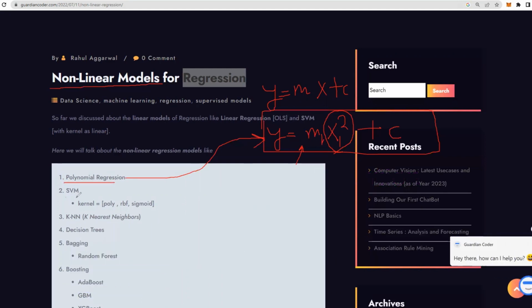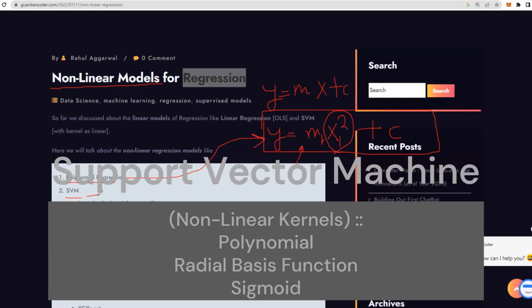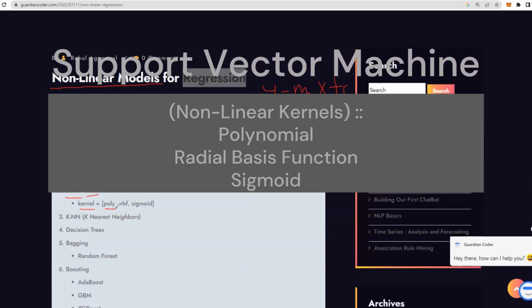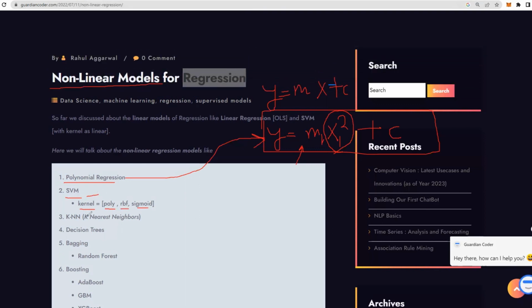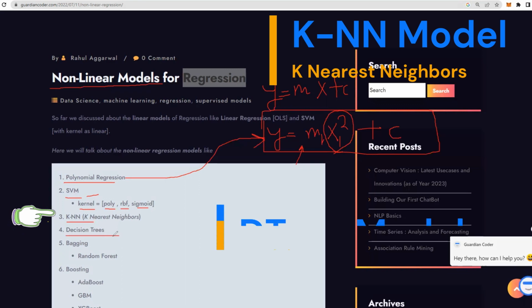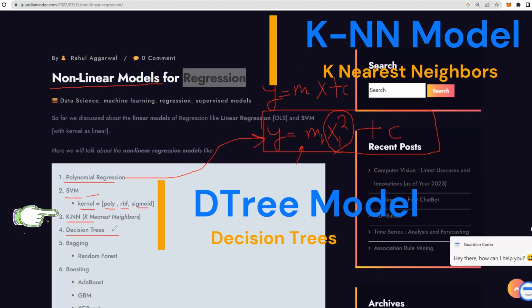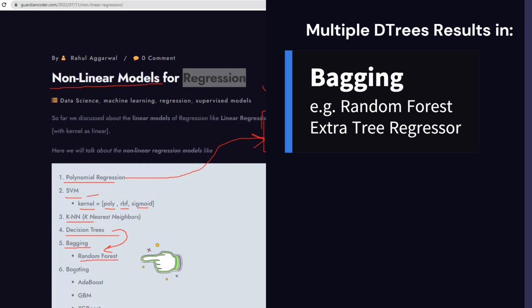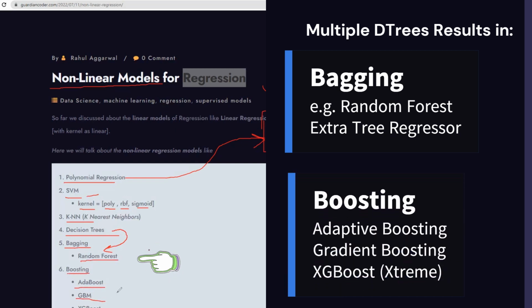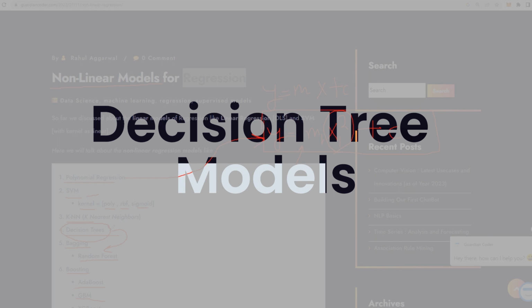Then we have some other advanced models like support vector machine, where there are different kernels. There is a linear kernel also, but we are talking about non-linear kernels, which are polynomial kernel, radial basis kernel, sigmoid kernel. Then SVM behaves as a non-linear model. We have KNN model, we have decision trees. These are different models which are non-linear in nature. Using decision tree, we can further have advanced models known as bagging model, which is random forest, or boosting models like AdaBoost, gradient boost, and so on. What we will be focusing on today is the decision tree model, one of the most important models in the field of machine learning.